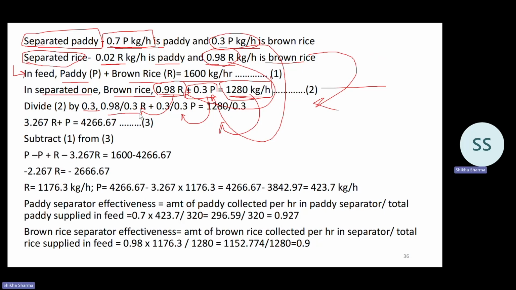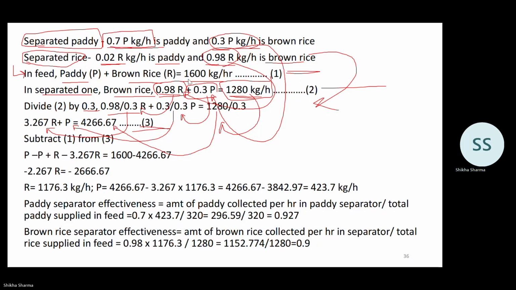So 0.98 divided by 0.3 would be 3.267 R plus 0.3 divided by 0.3 P is 1 P, which then equals 1280 divided by 0.3, which is 4266.67 kg per hour. Then we are subtracting this equation 1 from this equation 3.